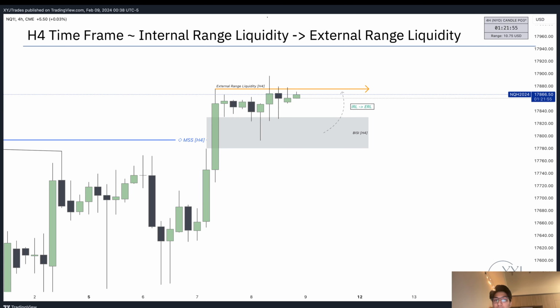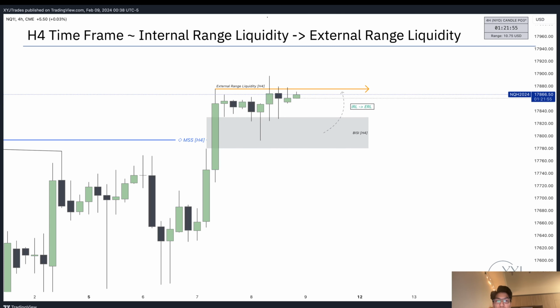On the 4-hour, as you can see, we're examining a move between internal range liquidity and external range liquidity, right? This is the oscillation between a fair value gap and an external range high, or liquidity. As you can see, we have this 4-hour inefficiency on NASDAQ, which is a buy side imbalance, sell side inefficiency, and we have this external range high, which also contains several failure swings or low resistance liquidity below it.